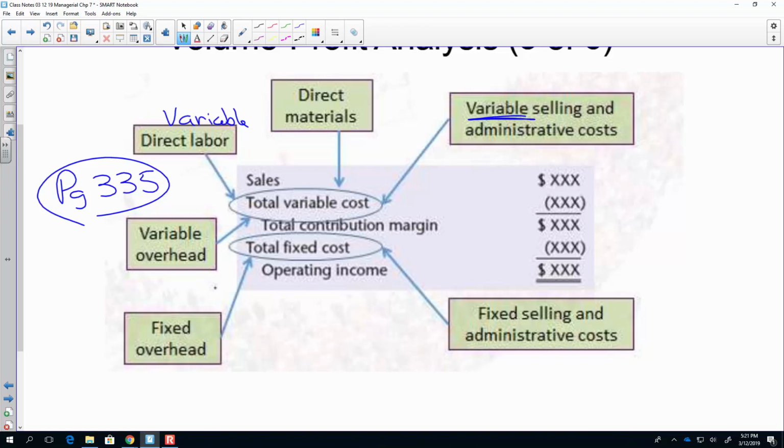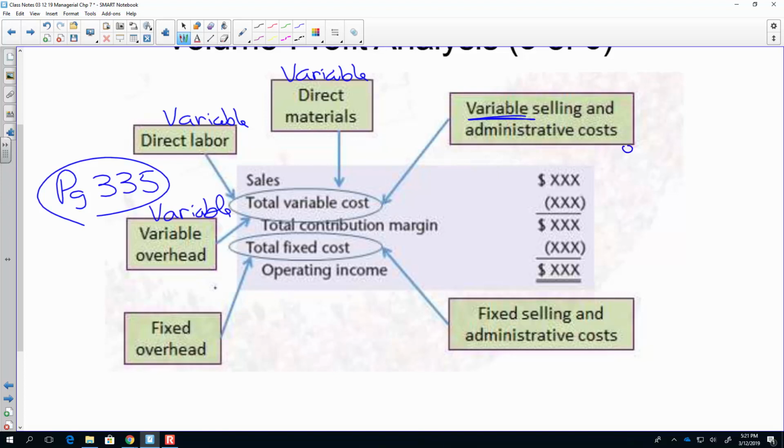Where's my materials? Right here, variable always. And then again, there might be some variable overhead. Indirect labor, if they're paid hourly. Supplies is considered variable overhead. And then after the margin is our fixed overhead.